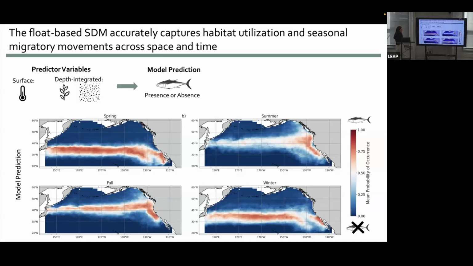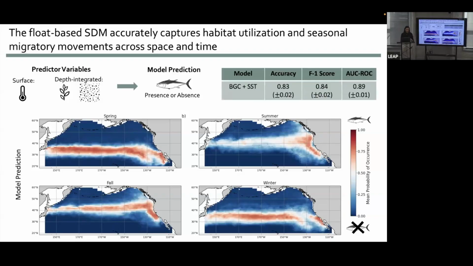In general, the float model captures the general migration patterns that we see in the fish tagging data. The fish reside in the subtropical North Pacific during the winter and spring, and then migrate eastward to the California Current during the summer and the fall. Our global evaluation metrics also demonstrate this model is fairly skillful. Again, values closer to 1 indicate a more skillful model, especially considering that we're using just 3 predictor variables here.